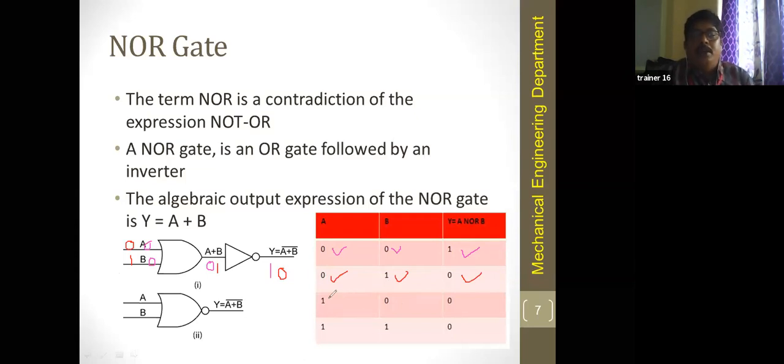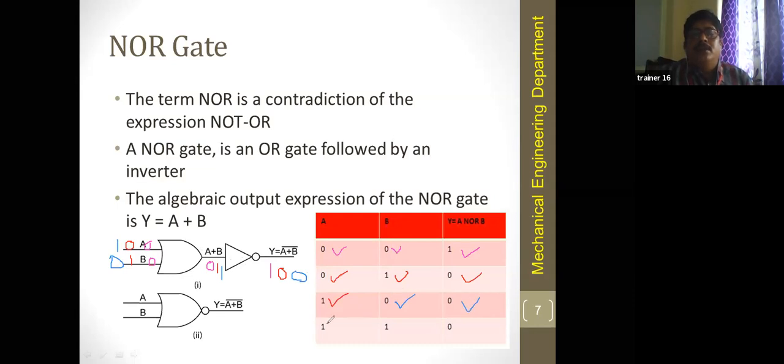Next, the input of A is 1 and the input of B is 0. These are the two inputs to the OR gate. So 1 plus 0 is nothing but 1. The output of the OR gate is 1, and it is the input to the NOT gate. Then the inverse of 1 is 0, right?